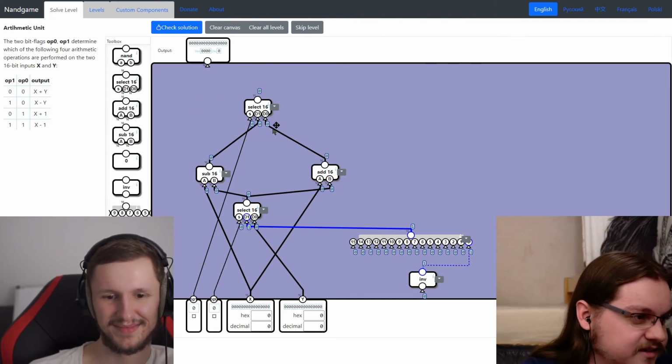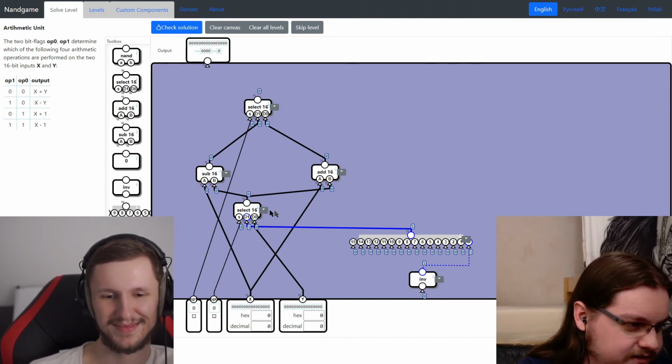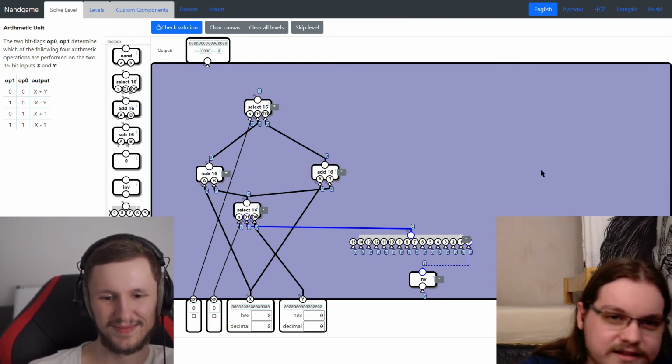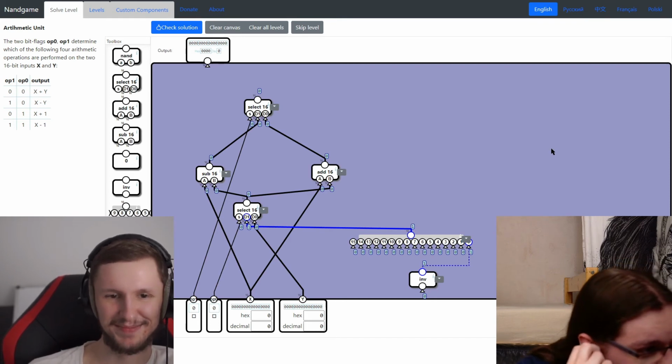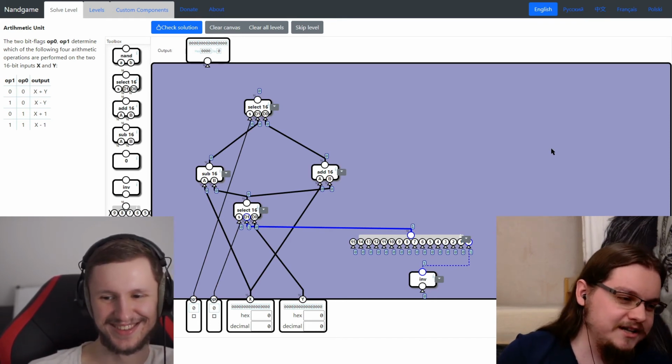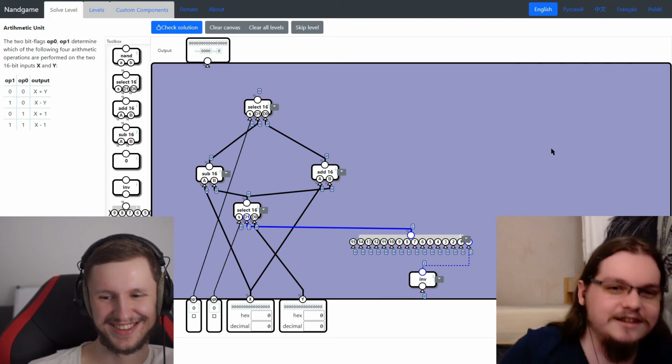Basically what it does is this selects whether we add or subtract, and this selects whether the number we add or subtract is 1 or y. Which, honestly, yep, I'm very glad I came up with it, and I'm very glad that you reminded me that I have already done that selection and I don't need another selector.